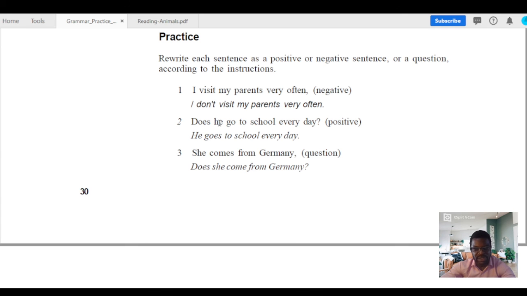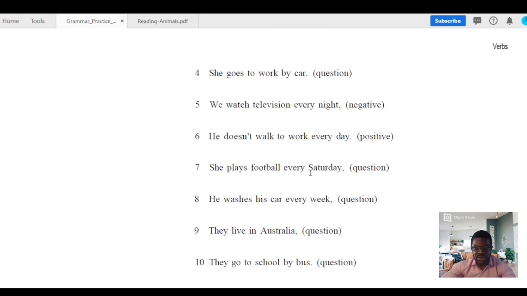She comes from Germany. Change this one to a question. Because it's she, you start with does she come. There is no S. But she comes from Germany is a positive sentence. That is why we use the word comes. But when we change to a question or negative, the verb is always in the base form. So you say, does she come from Germany? Okay, we're going to try this one from 4. She goes to work by car. Then change to question. Does she go to work by car?